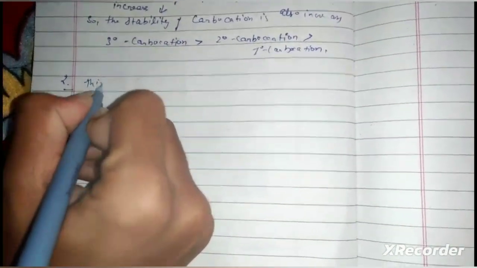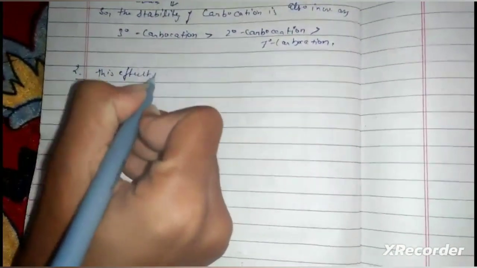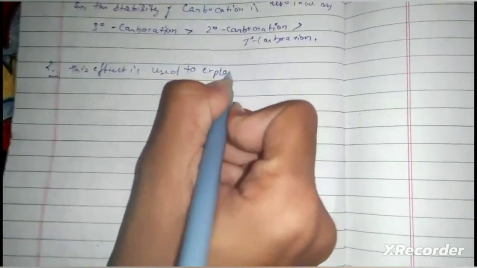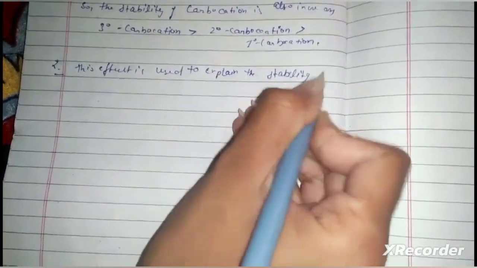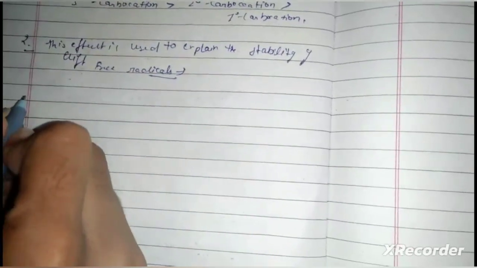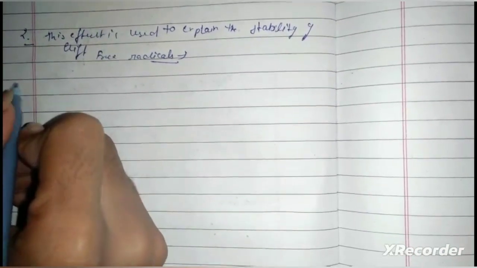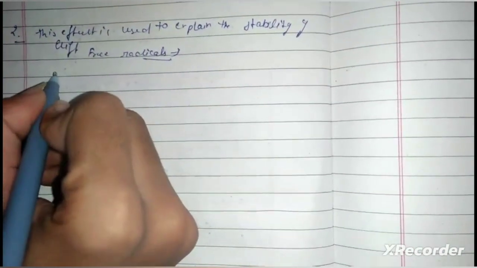The next application of hyperconjugation is that this effect is used to explain the stability of different free radicals. The reason is the same as for carbocations. We know that the more the dispersal of charge, the more will be the stability.